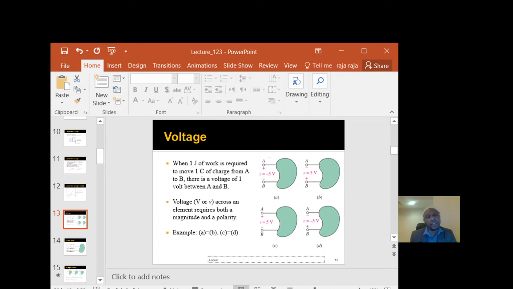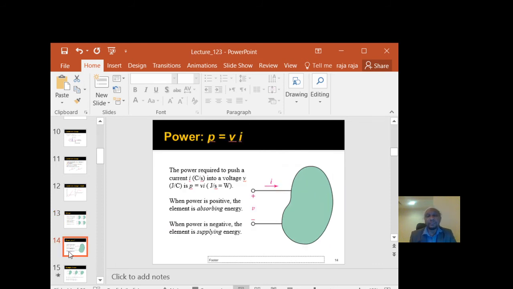Similarly, if you go to figures C and D, you can compare these two figures, also the same, since the basic concept of voltage, magnitude and polarity, we have to consider before we select whether these terminals are the same or not. Okay, students.